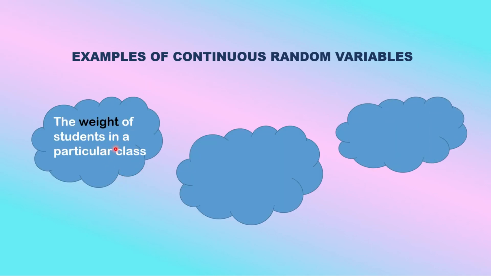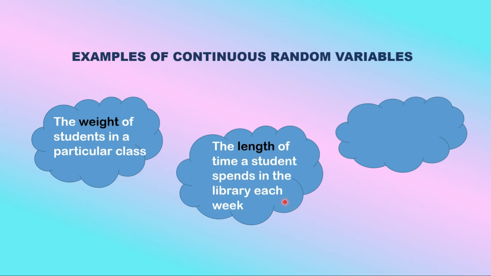The weight of students in a particular class, the length of time a student spends in the library each week, the price of a concert ticket. The variables are about the weight, the length, and the price that can take any value in an interval.